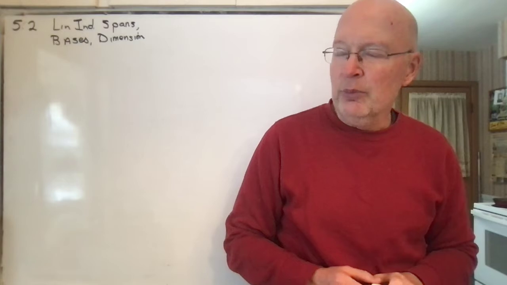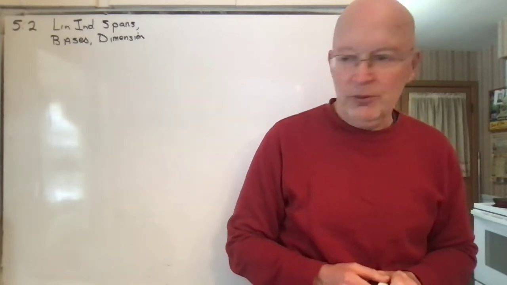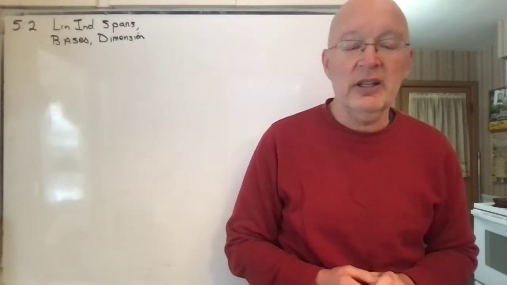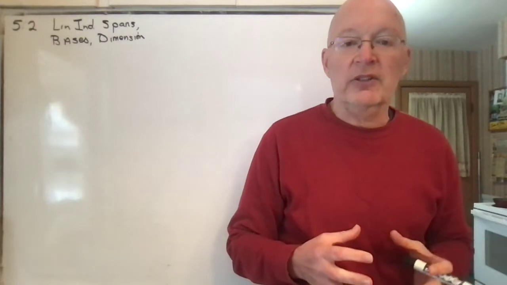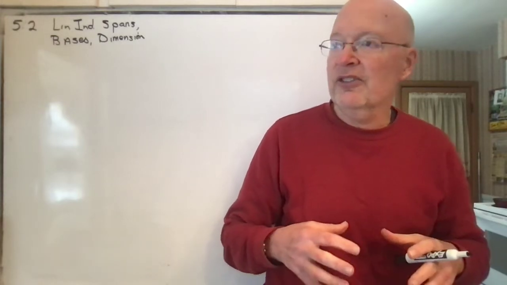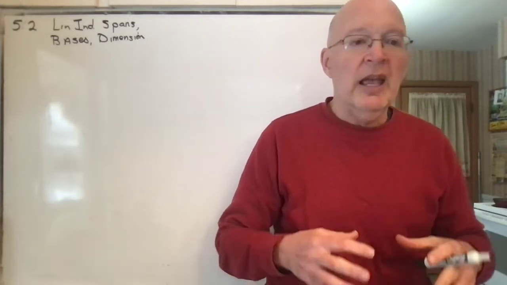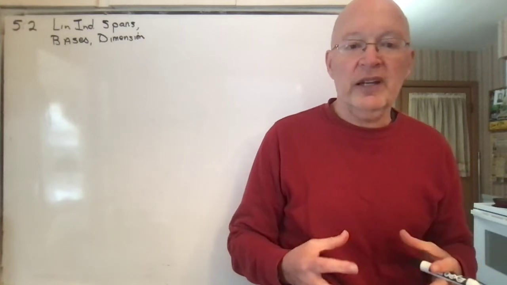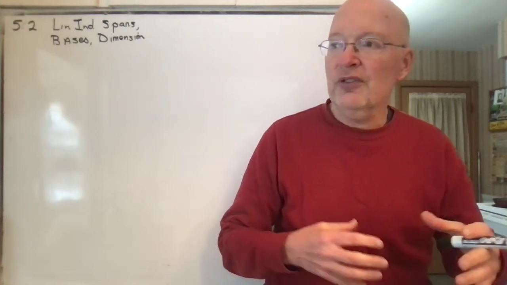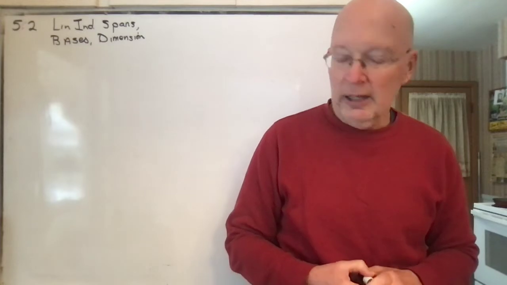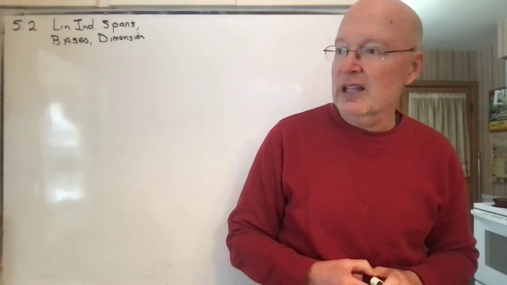And then we also talked about subspaces, and a subspace is basically a subset of a vector space. It's not necessarily all of them, but it's some of them. And then that subset is also a vector space. So it satisfies all those 10 properties that a vector space satisfies.